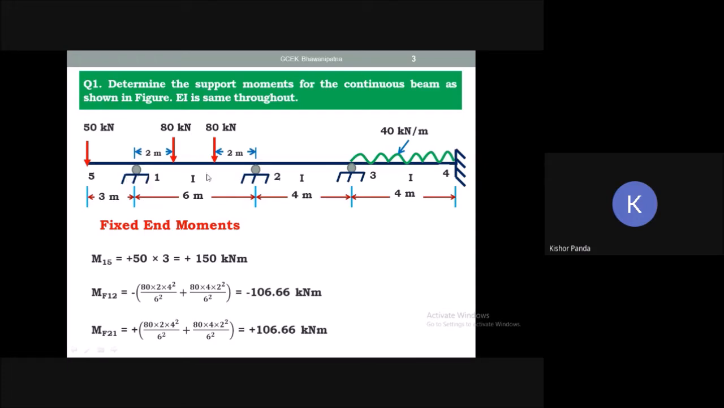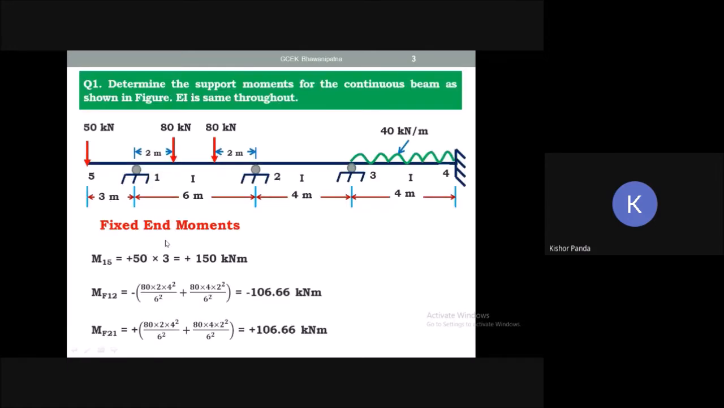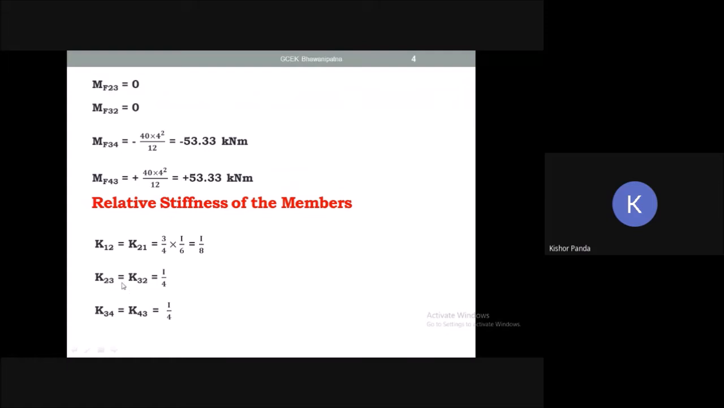So here you have to take 3/4 into I by L, 3/4 into I by 6. K12, K21 is equal to 3/4 into I by 6. And for the other spans, span 2, 3 and 3, 4, you take simply I by L, I by 4. For span 2, 3, I by 4. And for span 3, 4, I by 4. K23 is equal to K32 is equal to I by 4. Similarly, K34 is equal to K43 is equal to I by 4. So these are the relative stiffness of the members.